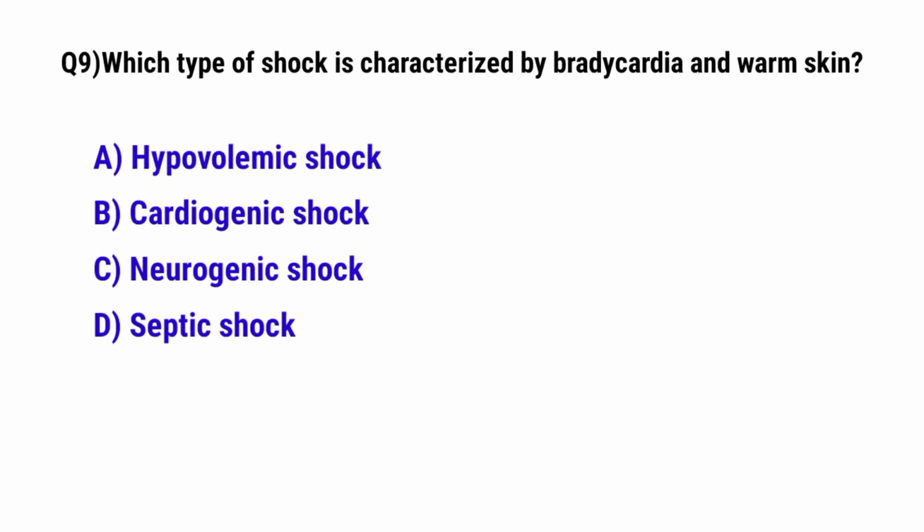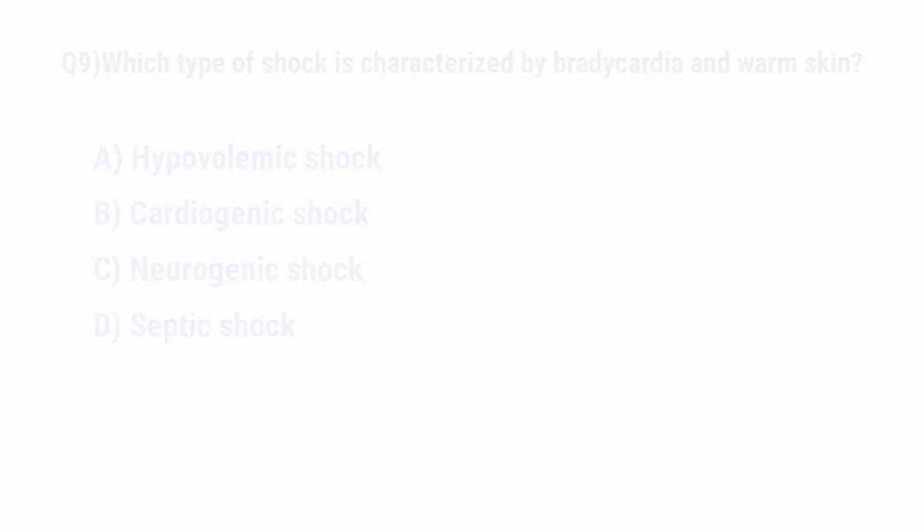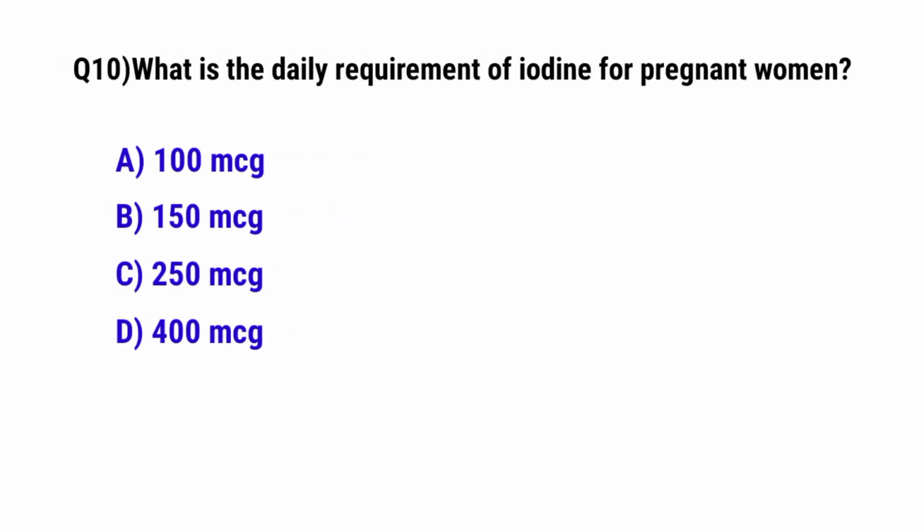Question number 9. Which type of shock is characterized by bradycardia and warm skin? The correct option is C. Neurogenic shock. Question number 10. What is the daily requirement of iodine for a pregnant woman? The correct option is C. 250 microgram.